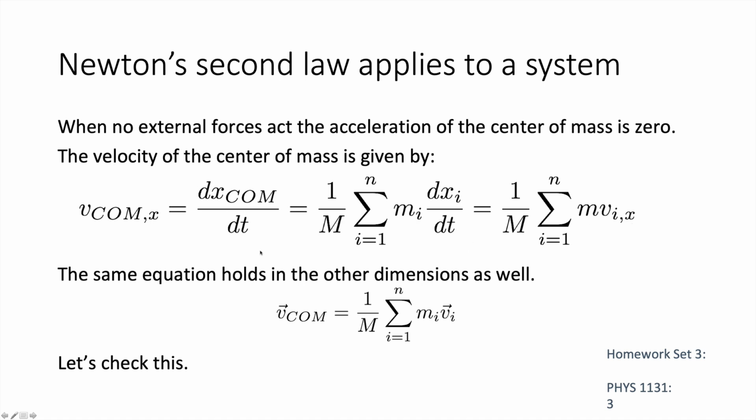This same equation holds in all the dimensions. So we could come up with the same one for y, with a y here and a y here, and z with a z here and a z here. That tells us that we've got a vector equation where the vector velocity of the center of mass is equal to 1 over m times the sum of each of the particles' mass times their individual velocity.